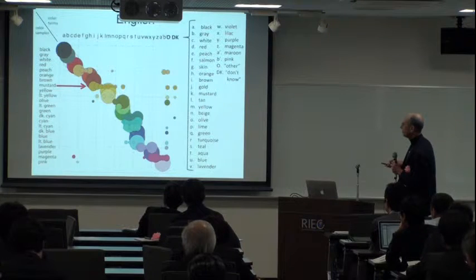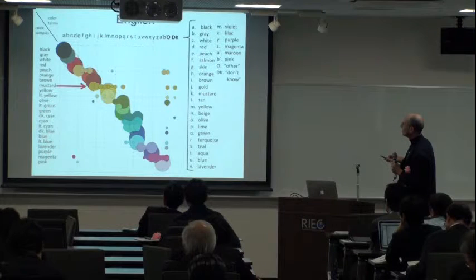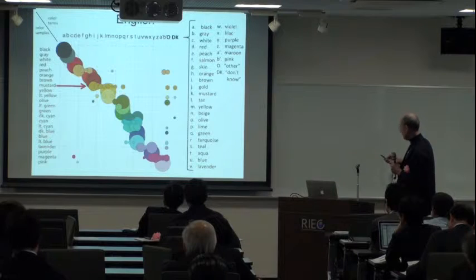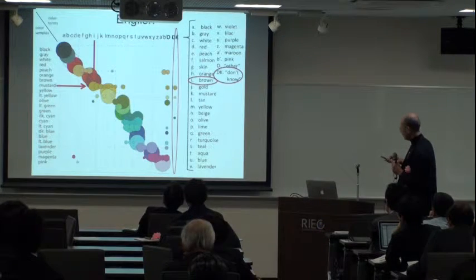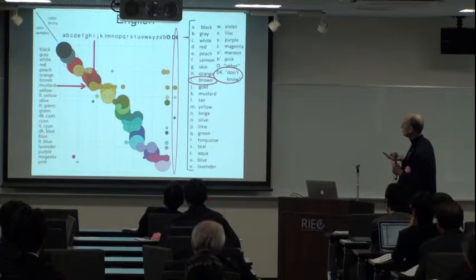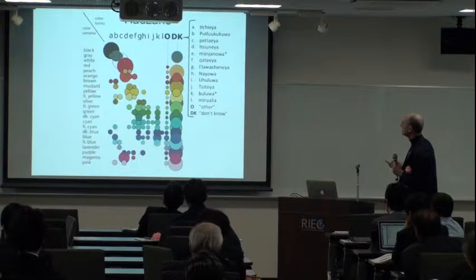So for example, the color that we would call mustard, the most common term used among our English informants was word I, which would be brown. And importantly, you'll notice here that basically all of our subjects had words for all of the colors that we showed them. The use of don't know was in fact quite rare.